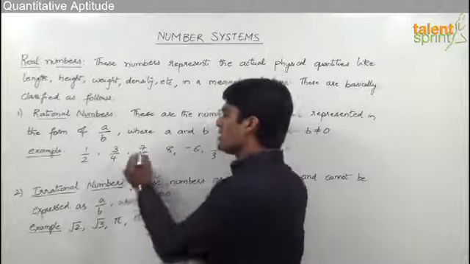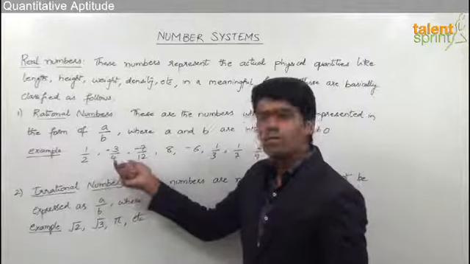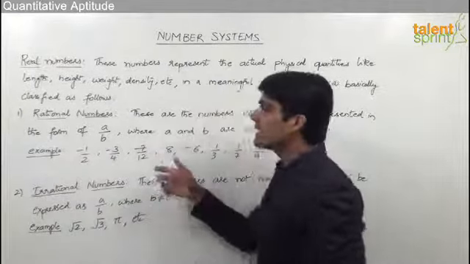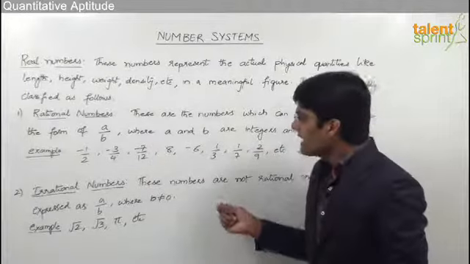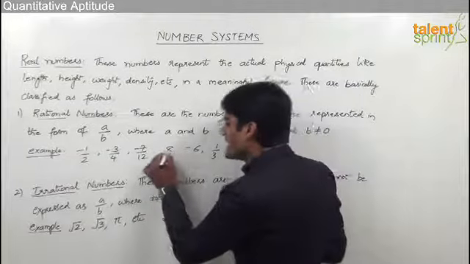And at the same time, we can also have negative fractions. That doesn't make a difference. So 1 by 2, 3 by 4, or minus 3 by 4, minus 7 by 12, or minus 1 by 2. All these are examples of rational numbers. Similarly, 8 again is also a rational number. Why? Because 8 can be taken as 8 by 1.